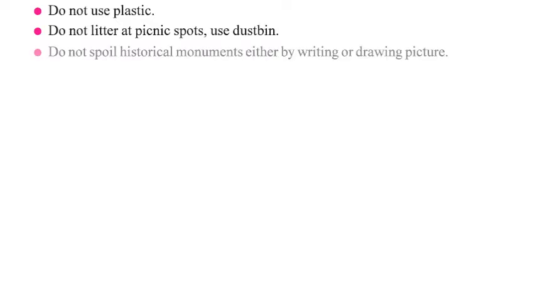What can we do? Do not use plastic. Do not litter at picnic spots. Use the dustbin. As you can see, in the current government, dustbins are available everywhere. You just need to wait for 5 minutes or 10 steps. You will find a dustbin. Throw your garbage in the dustbin. Don't litter at picnic spots.